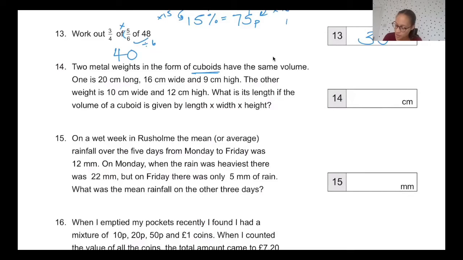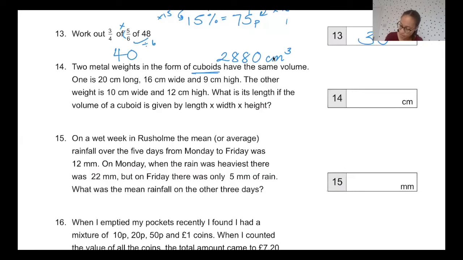So the volume of this cuboid would be found by doing 20 times 16 times 9. Okay, 20 times 16 times 9 is 2880. I'll be honest, I really should read the question completely before I do any calculations. Okay, the other cuboid is 10 centimeters wide and 12 centimeters high. What is its length if the volume of a cuboid is given by length times width times height?